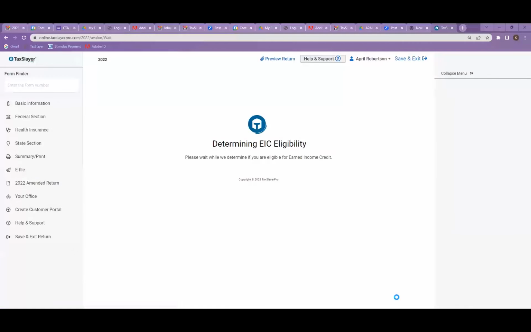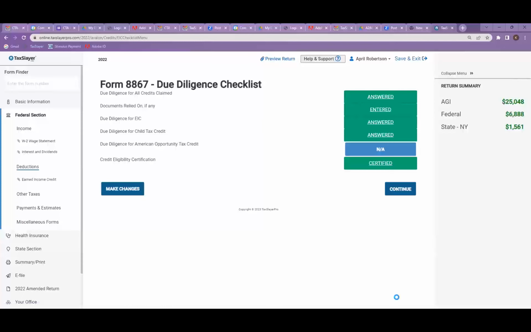hit the boxes, determine EIC eligibility. And guess what? Everything's answered and everything's certified. It looks like it's a go. Everything's highlighted in green. Based on your answers, your understanding of the taxpayer, your interview with the taxpayer, the responses on our checklist, it's happening. It's in green. It looks like it's a go in terms of the earned income credit. Let's hit continue.